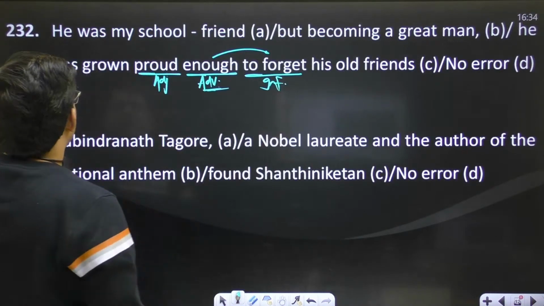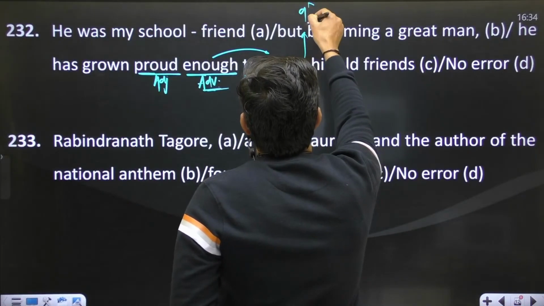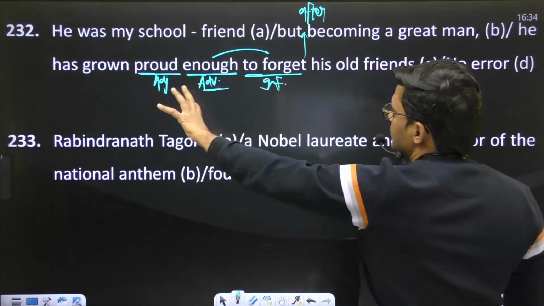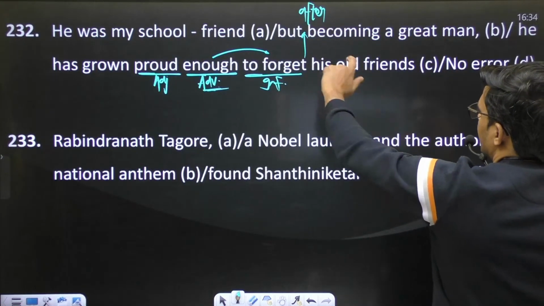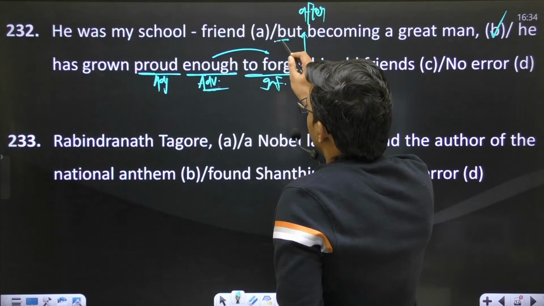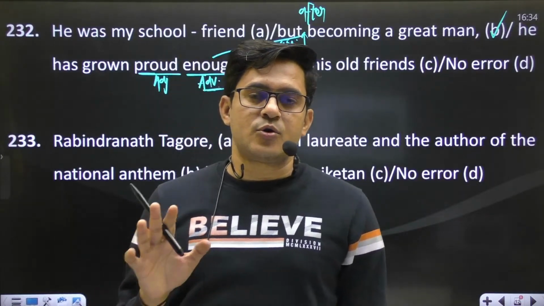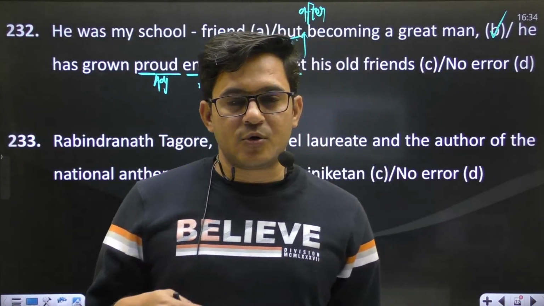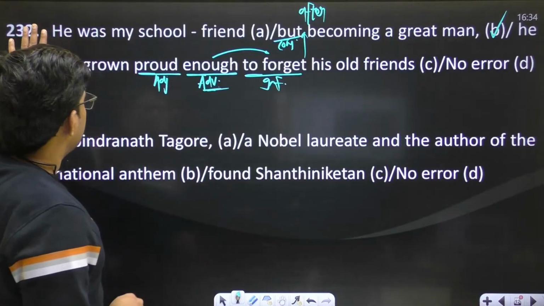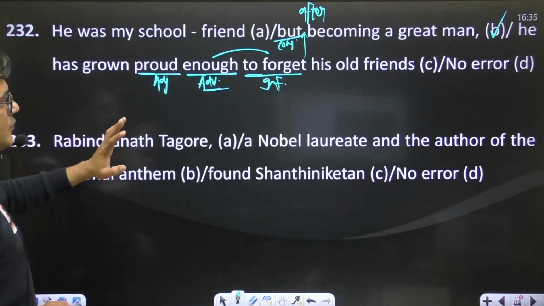Okay, this is okay. He was my school friend, but after becoming, speak like this, after becoming a great man, he has grown proud enough to forget his old friends. Why is it so? Because we have the conjunction but, and you know it very well. But is a conjunction of contrast or opposition, and it shows contrary things or opposite qualities. So he was my school friend, but after becoming a great man, he has grown proud enough to forget his old friends.